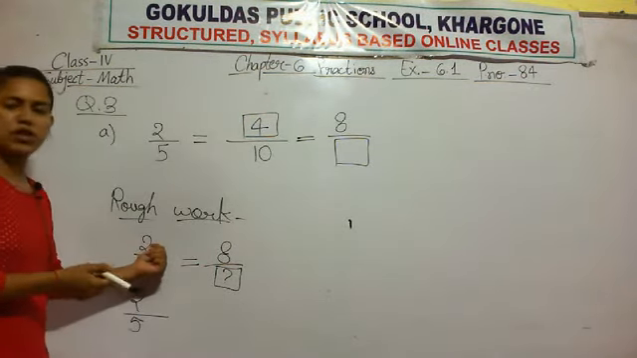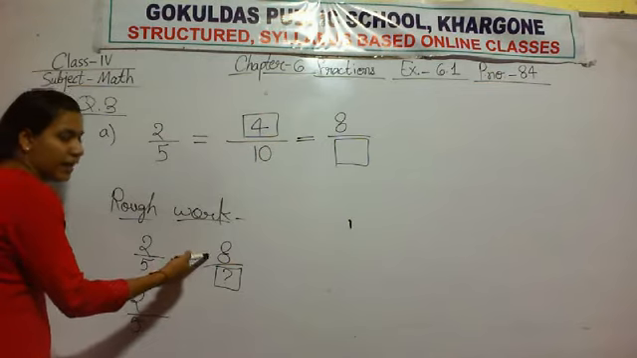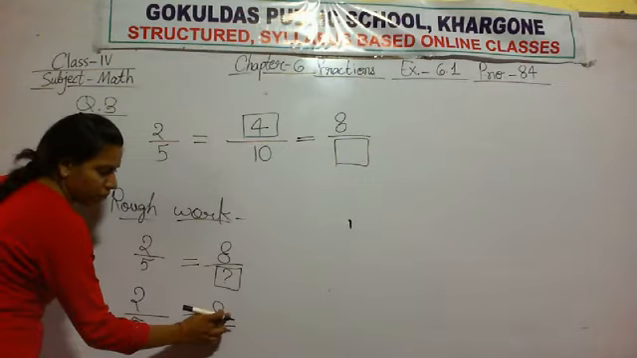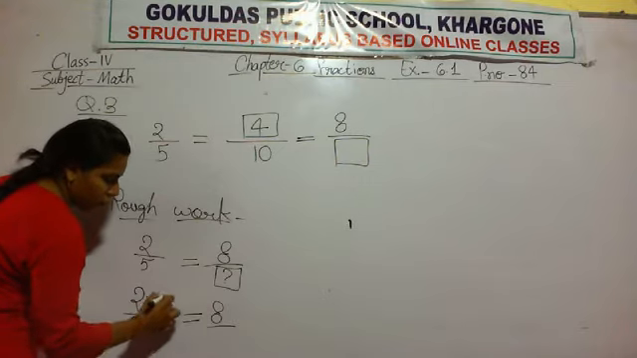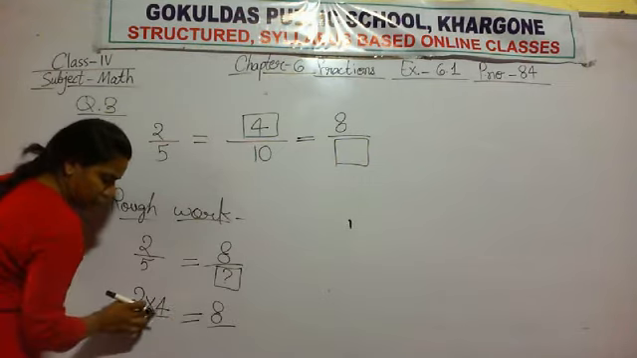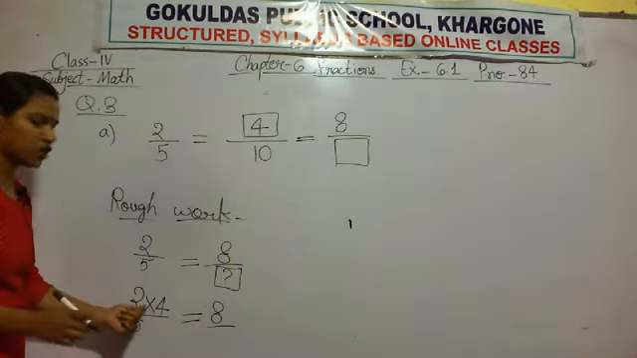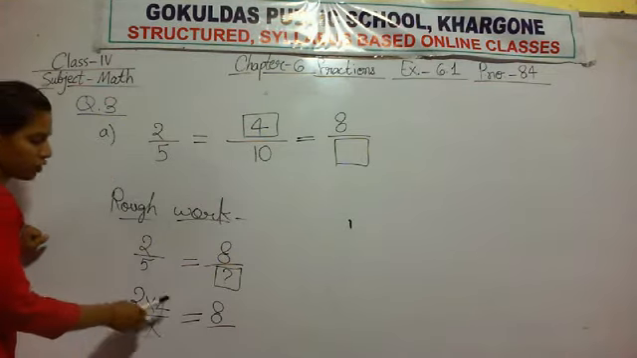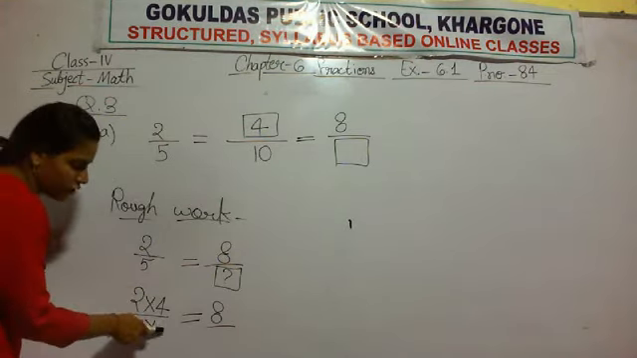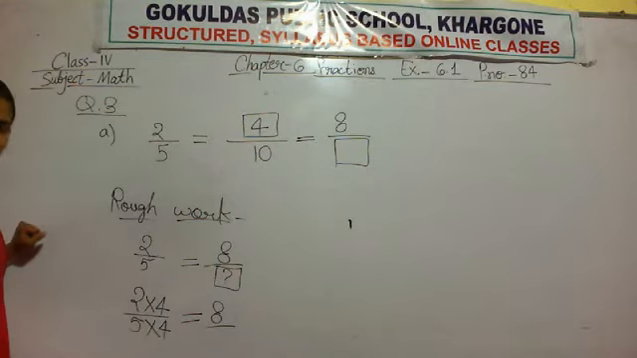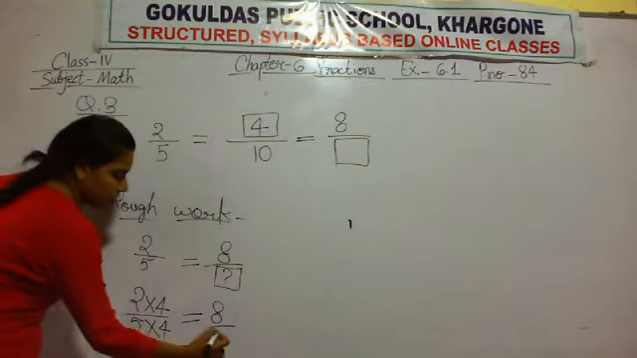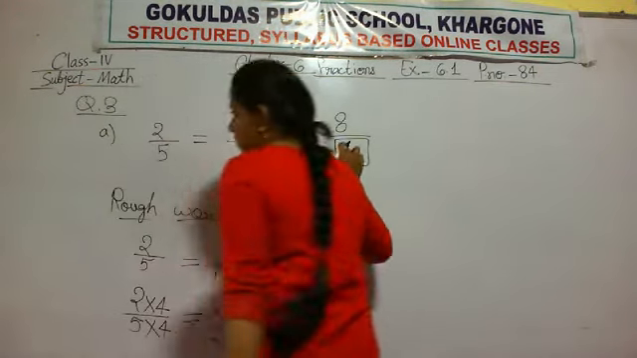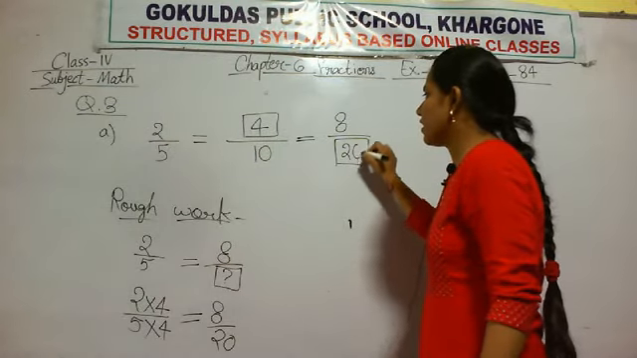Now by what number you will multiply 2 so that you can get 8? 2 into 4. 2 4s are 8. If you are using multiplication operation, then in denominator also you need to use multiplication. You are multiplying by 4 in numerator, so in denominator you need to multiply by 4. So 5 4s are 20. So 8 upon 20 will be your result. So which number will come here? 20 will come here.